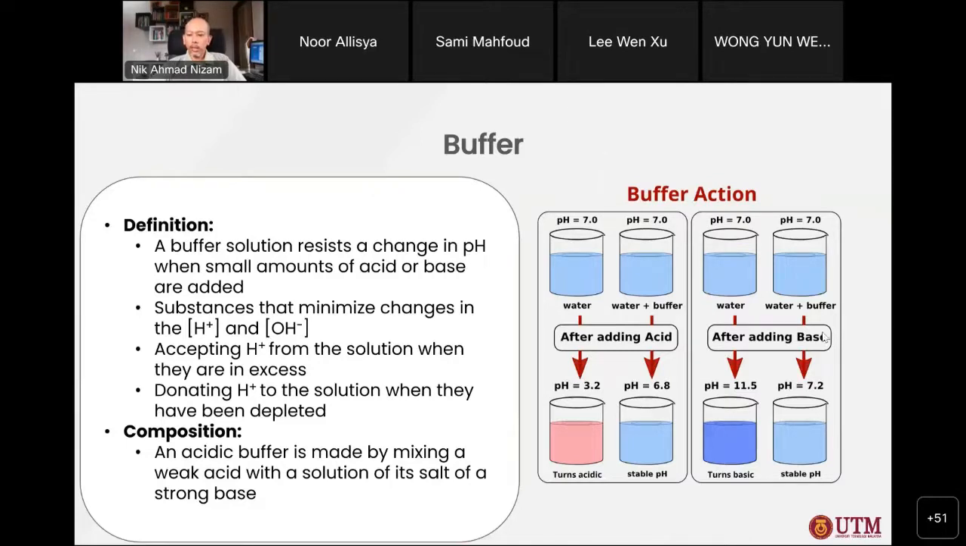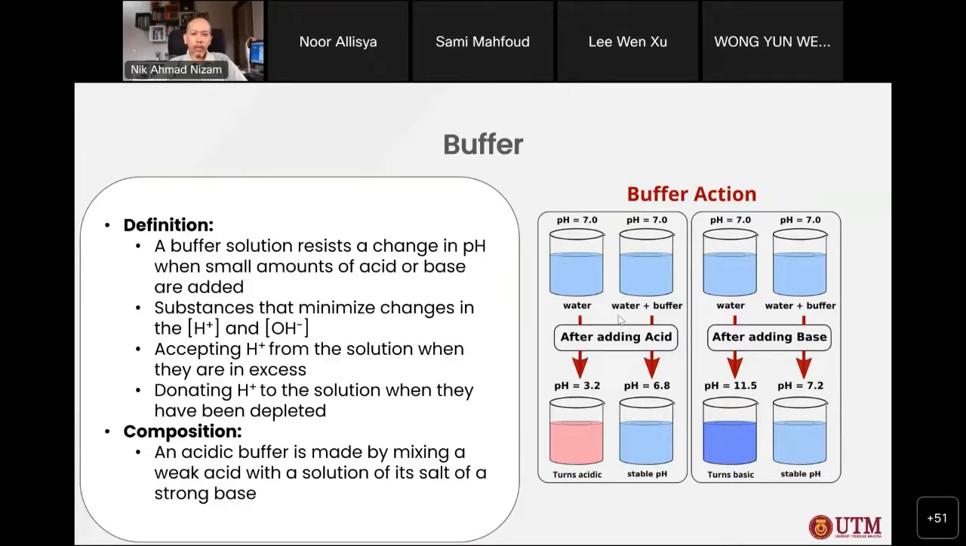Similar to this one, after we add a base, an alkaline, for example sodium hydroxide in water, it will turn into a basic, alkaline solution. The pH is around 12. However, if you put in a buffer, the pH is 7.0, and it does not change much, only to 7.2.